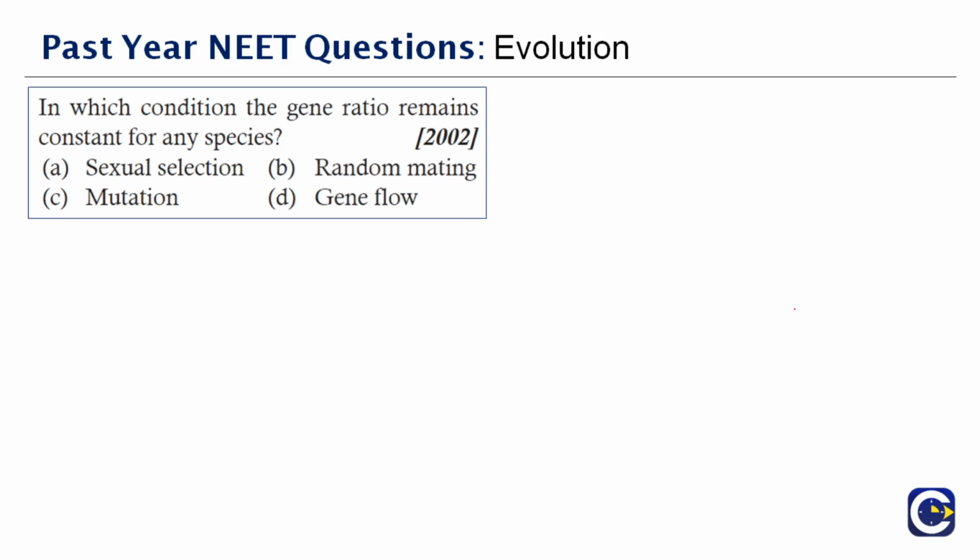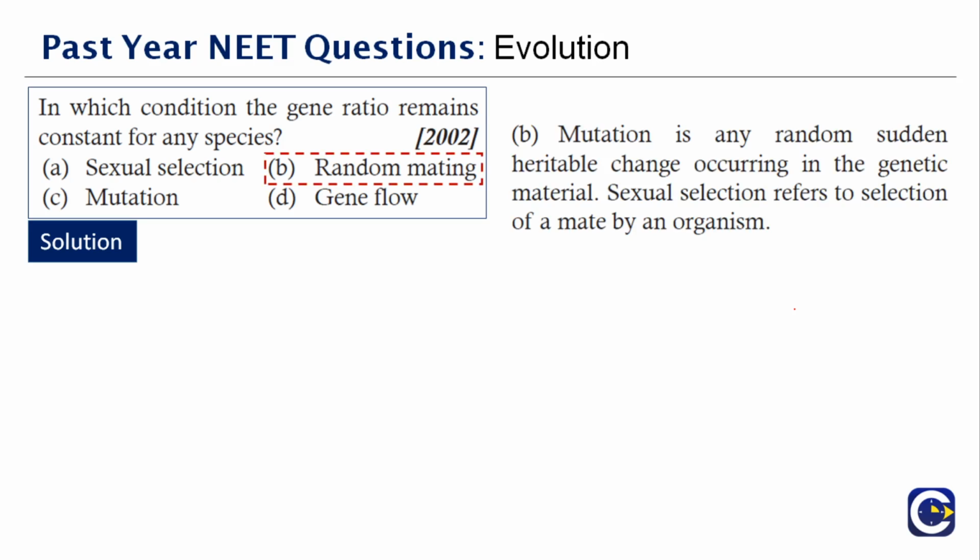Next question: in which condition does the gene ratio remain constant for any species? Very easy question. It is obviously not mutation, sexual selection, or gene flow. It is random mating. Okay, mutation is any random sudden heritable change, while sexual selection refers to the selection of the mate by an organism. So where it remains constant, if you see, it is during random mating.